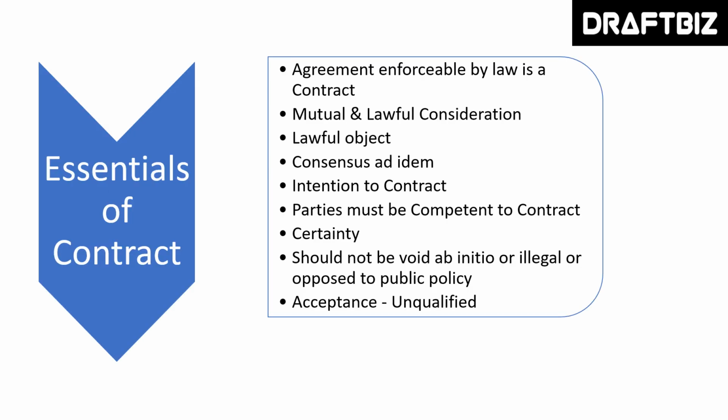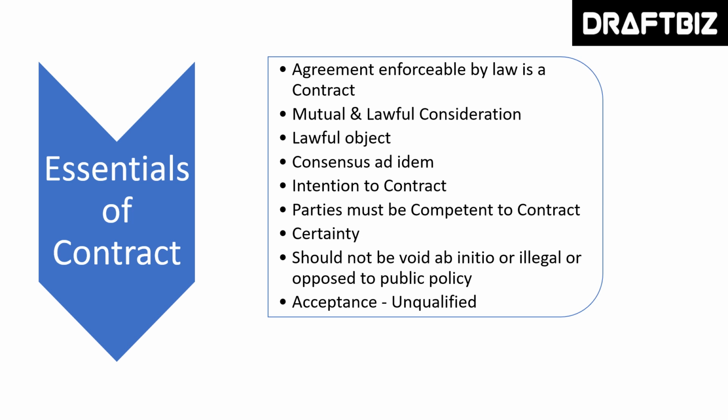So these are the key essentials of a contract. First is enforceability, of course. Next is mutual and lawful consideration. And then comes lawful object. For example, it cannot be a case that you are entering into a contract for purchasing illegal arms.